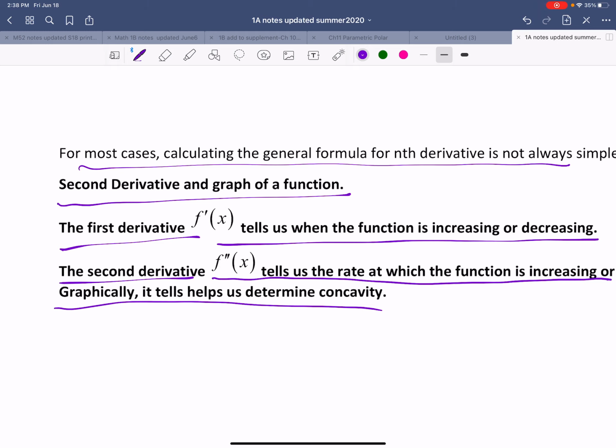First derivative tells us if the original function is increasing or decreasing. Second derivative tells us about the concavity. And we'll talk about more when we do curve sketching. Concavity will be discussed in the curve sketching section.